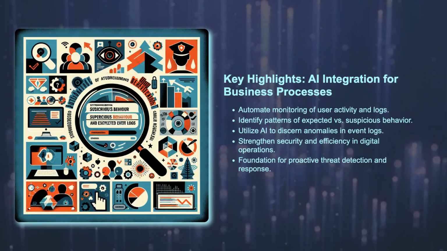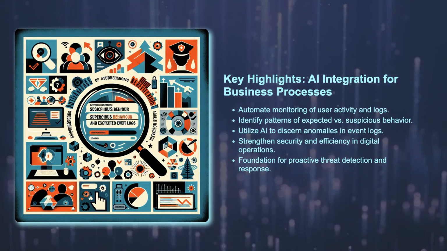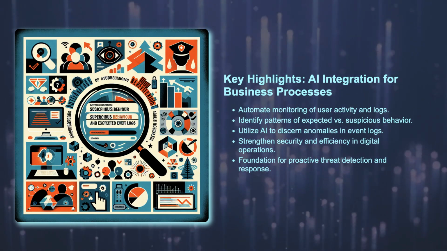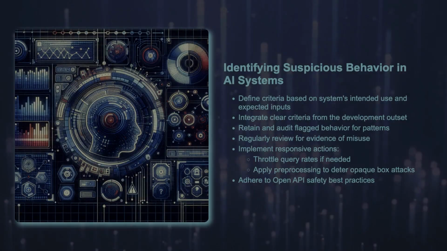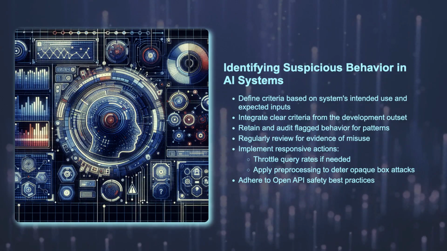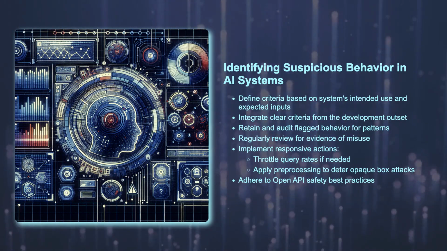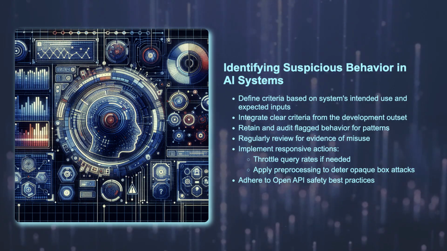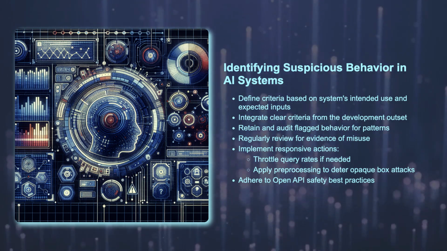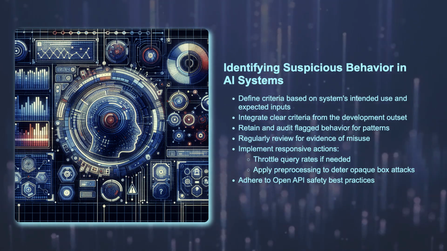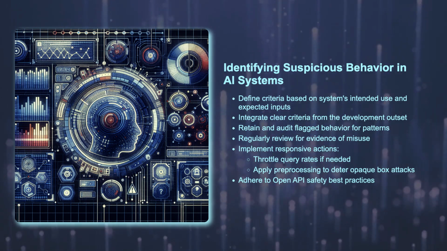Consider automated monitoring of user activity and logs. Understanding how suspicious behavior might look different to expected behavior in event logs is the foundation here. Guidance. The criteria for suspicious behavior will be different for each system, and you should use your understanding of your system and its intended use to develop the criteria. This should be clear from the start of the development process and include an understanding of the expected input space. Flagged behavior should be retained for audit and reviewed regularly for evidence of suspicious behavior.